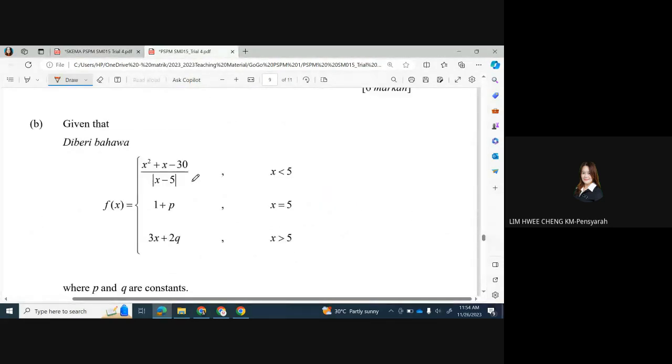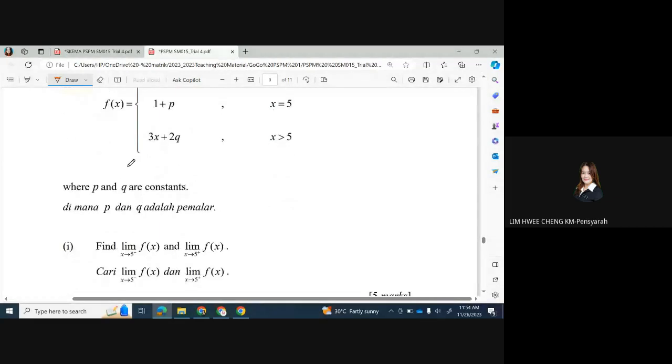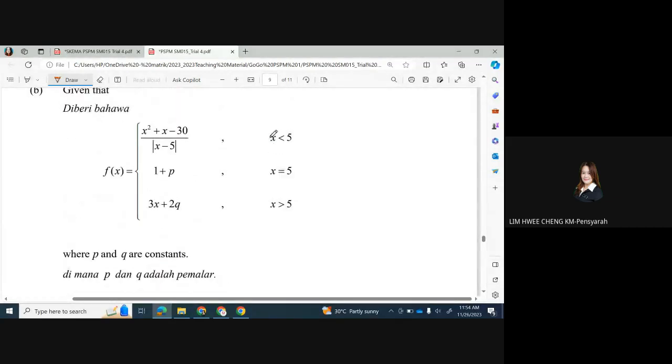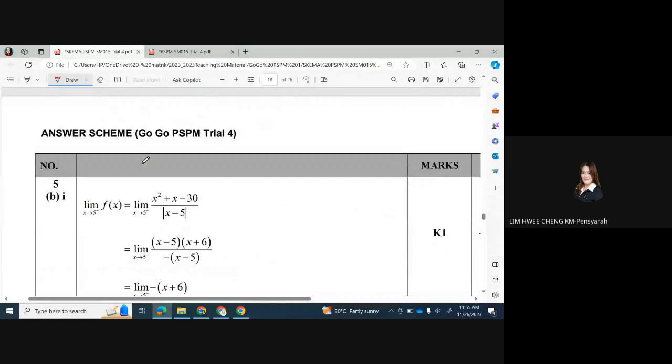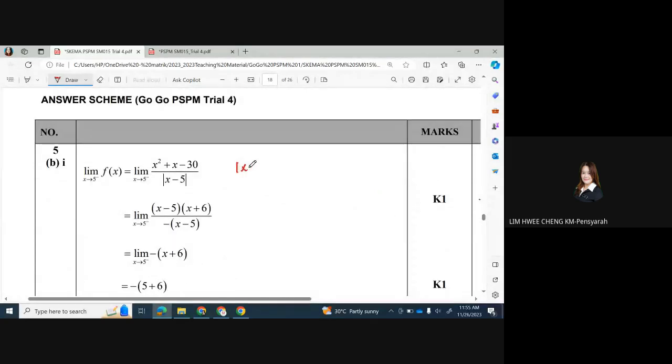Okay, so soalan seterusnya B. Dia nak cari left limit dengan right limit 5. Okay, kita tengok betul-betul. Ini adalah 5 negatif, ini adalah 5 positif, ini sama dengan 5. And apabila kita ganti terus, kita akan dapat 0 over 0. So what should we do is that yang ini kita kena define X minus 5 equal to the absolute of X minus 5. Bila X minus 5 greater or equal than 0, X minus 5. Negative X minus 5, X minus 5 less than 0.